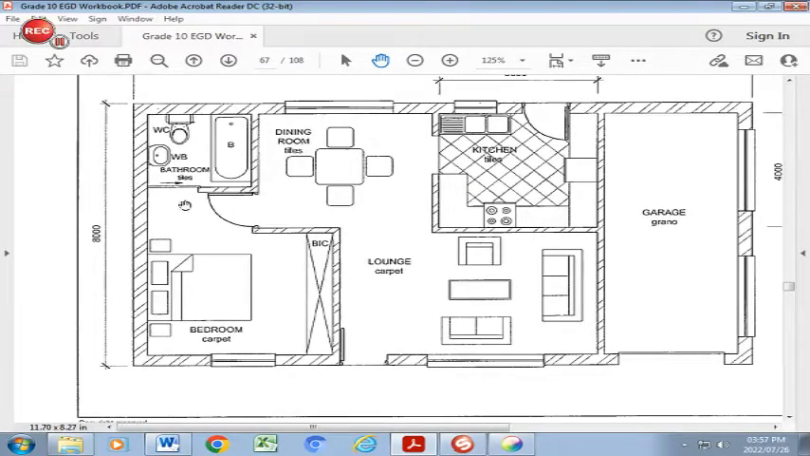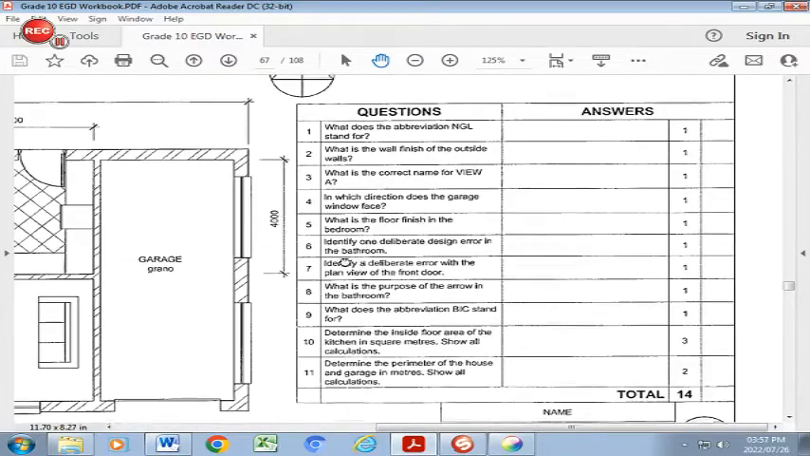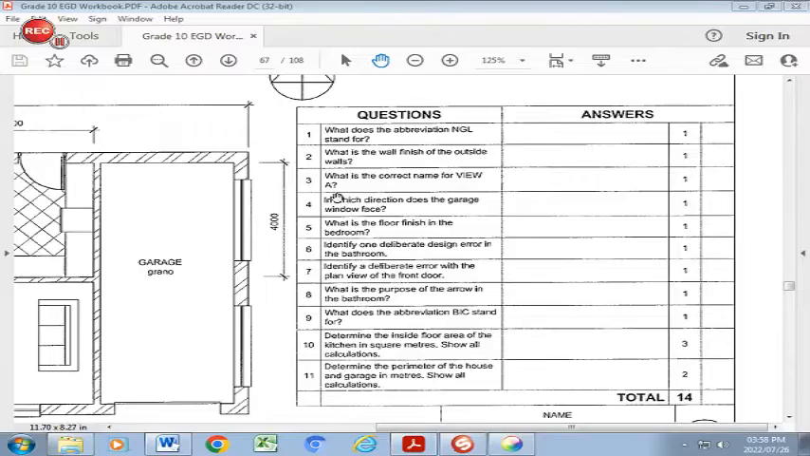And then of course we have our west elevation on my left hand side here, and we have our east elevation on this side here. So if you look at number 3, view A will be replaced with the proper name, which is your south elevation, which you are going to write in here.